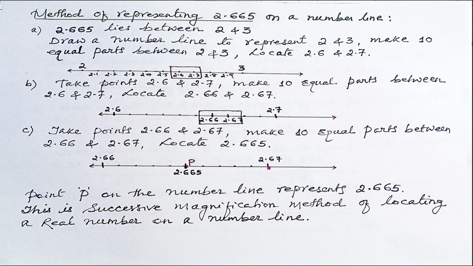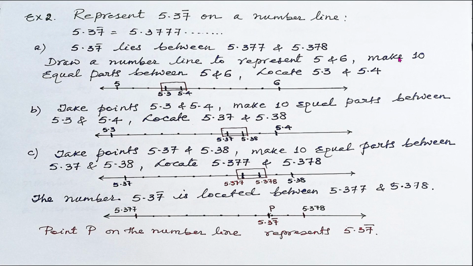Again divide this portion between 2.66 and 2.67 into 10 equal parts and locate 2.665, which we wanted to locate on the real numbers number line. So the point P on the real numbers number line represents 2.665. This method is known as the successive magnification method of locating a real number on a number line. Remember that. Let us consider one more example.